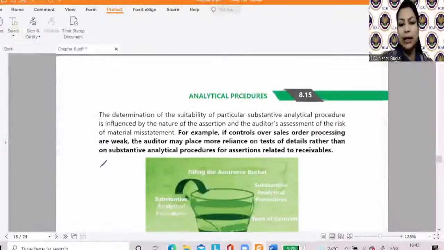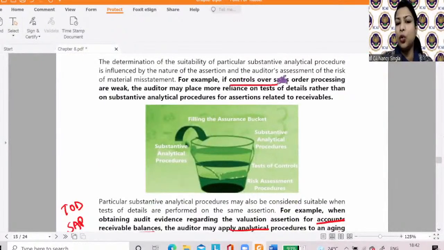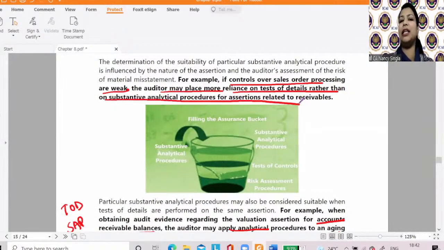Then it says that if controls over sales order processing are weak, the auditor may place more reliance on test of details rather than only on substantive analytical procedure. Obviously, if internal controls are weak, the risk of material misstatement is high, and the auditor will not rely only on performing what? Analytical procedure. That will not provide sufficient appropriate audit evidence. In that case, the auditor will have to perform what? Detailed checking. Test of details, in that case, will have to be done.